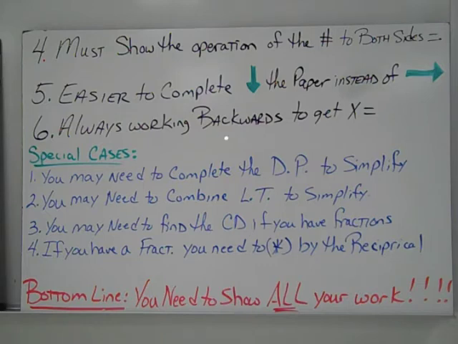And remember, you're always working backwards in an equation to get x all by itself. Now, some special cases that you're going to run into: you may have to use the distributive property first, which leads into you may have like terms, or you may find like terms. If you're working with fractions, you may have to find a common denominator. And if you have a fraction attached to your letter, you have to multiply by the reciprocal. The bottom line of this whole thing with any equation is you need to show all of your work.